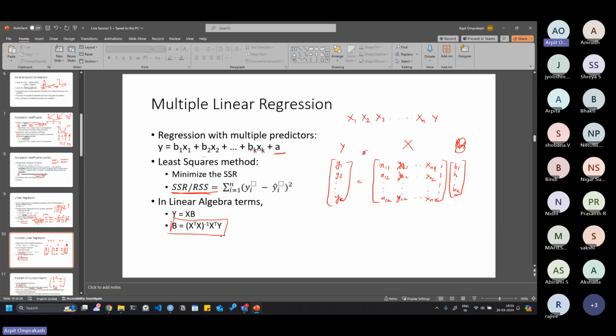If you are doing multiple linear regression, you again can use the same formula to calculate the residual sum of squares and use the least square method to get the result. In linear algebra terms, the equation is basically the same. However, the B matrix that we have, the coefficient matrix, is much bigger compared to simple linear regression.